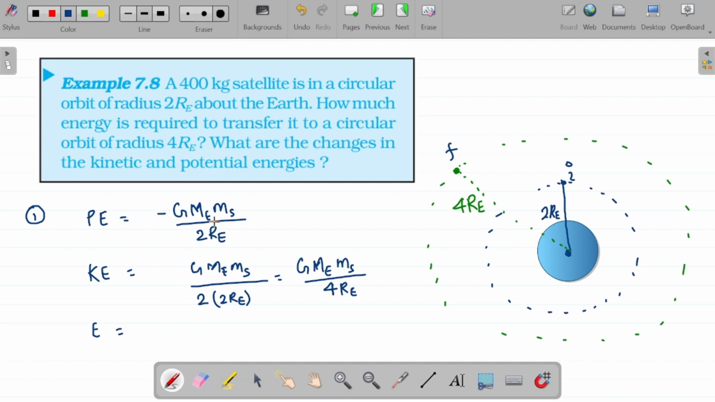And look, G ME MS by RE is common, so we can take it out, and then for kinetic energy we have 1 by 4, and for potential energy we have minus 1 by 2 here. And this will be minus G ME MS by 4 RE. This is the total initial energy. Let's say it is the initial energy.